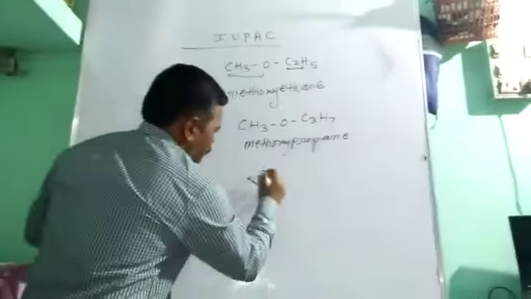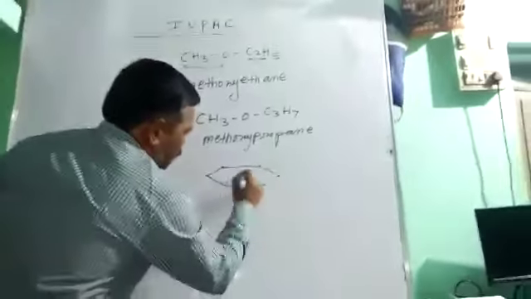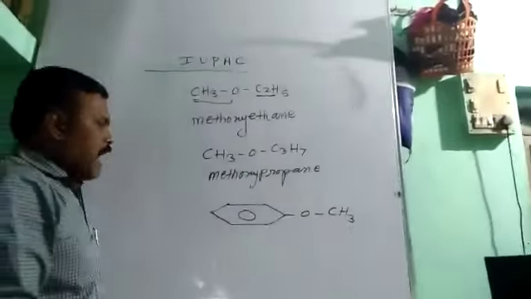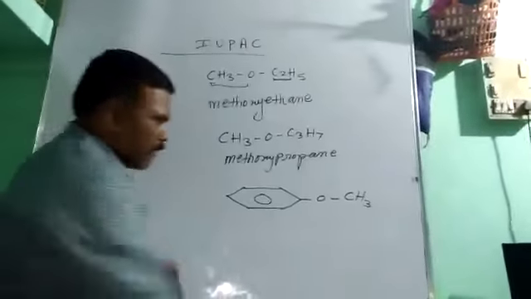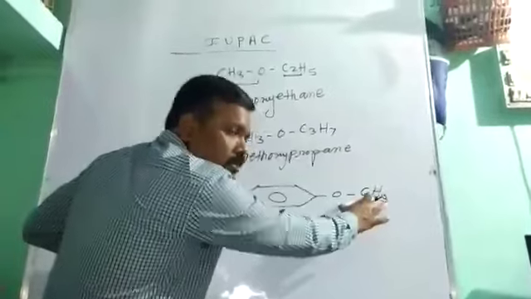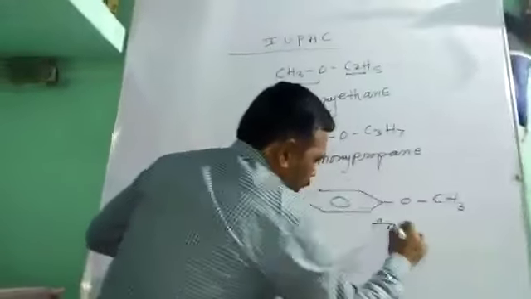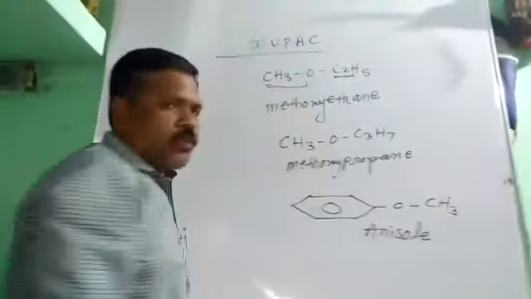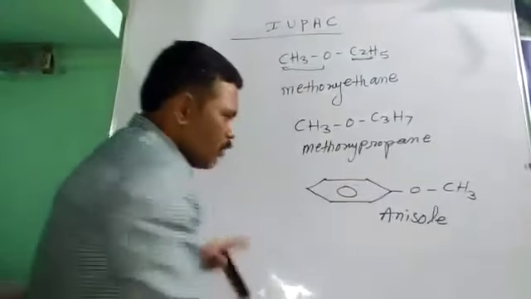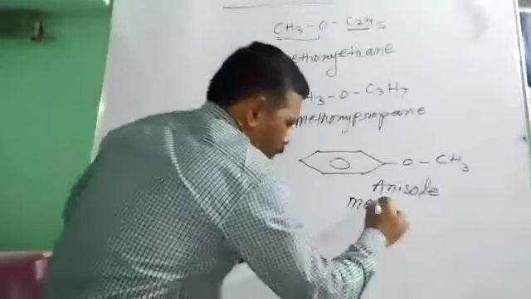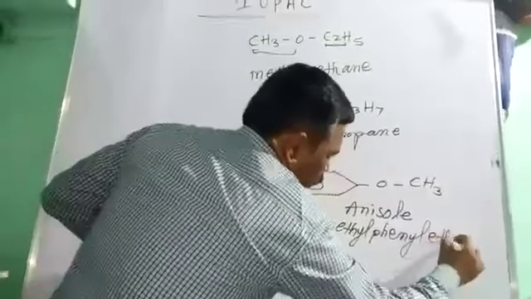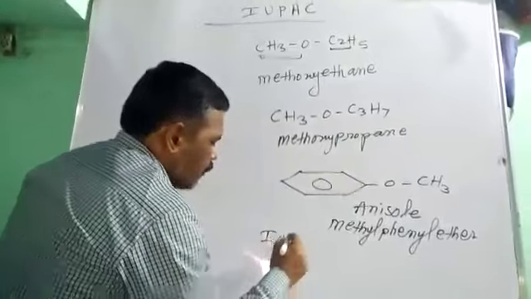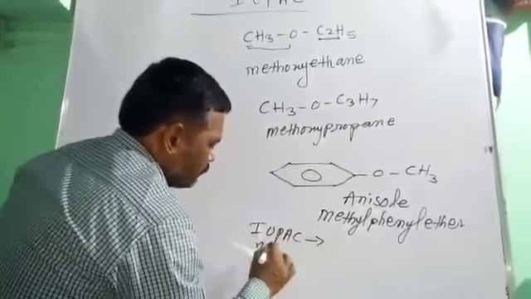In the third example, suppose there is an aromatic ring attached to the oxygen atom, and now this is a methyl group. The rule says that the aromatic ring is always considered as the parent compound and the remaining part as alkoxy part. Its common name should be anisole. Another common name, methyl phenyl ether. But when the IUPAC name comes across, the IUPAC name should be in this fashion.